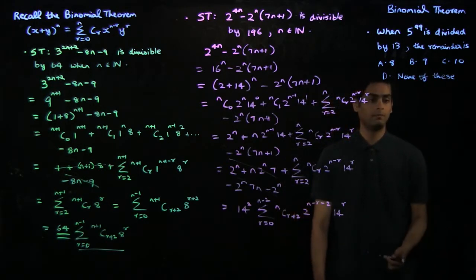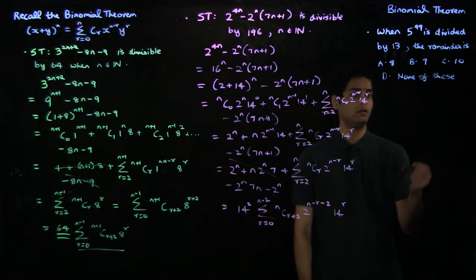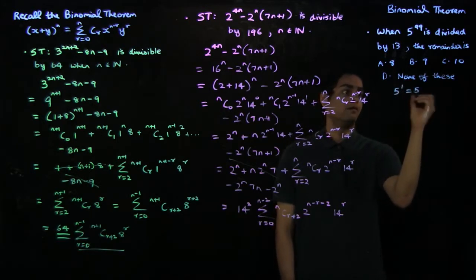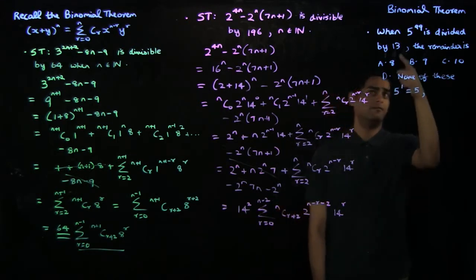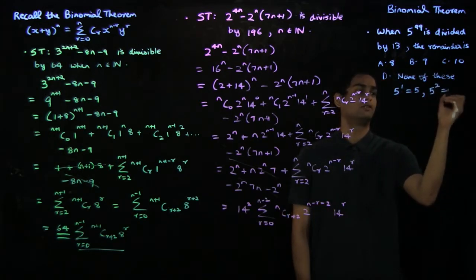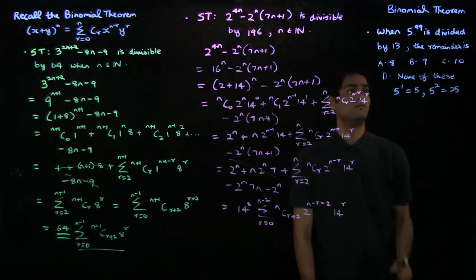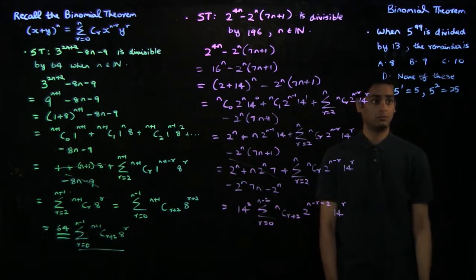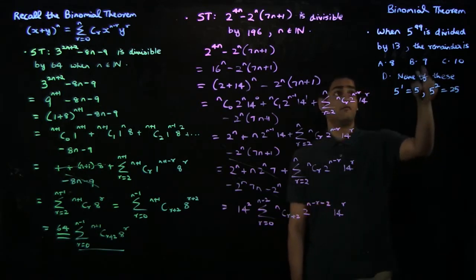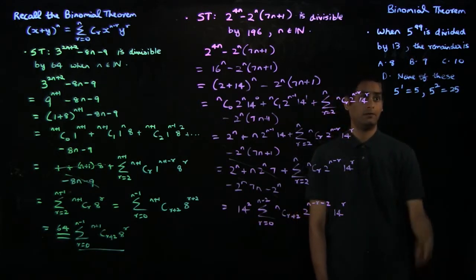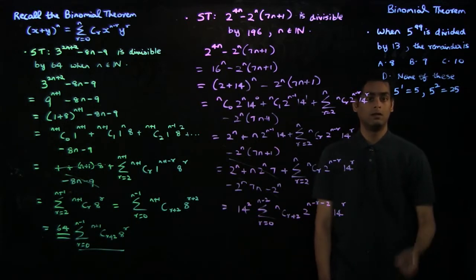To arrive at the solution, let's try computing some powers of 5 to see where that gets us. 5 power 1 is 5, which is quite far from 13, so there's not much you can do about it. 5 square is 25, which is close to a multiple of 13. 13 times 2 is 26. So this looks promising. But 5 power 99 is not an integral power of 5 square. And so let's try this approach.